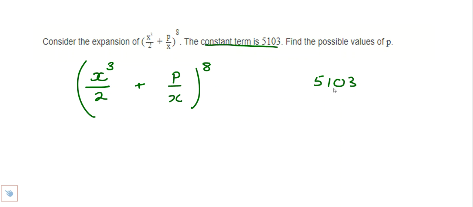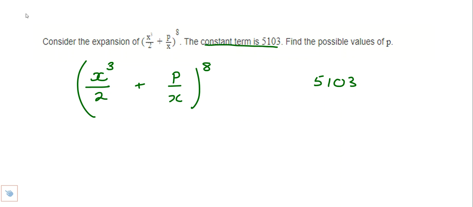So what do you need to try and do first? Find the term where... Pardon? No. Which one do you get the 5103? Yeah, well, which one's going to be constant? Our focus, if we're going to find the constant term, is when the powers are equal to each other. The powers of what? The x and the x's.